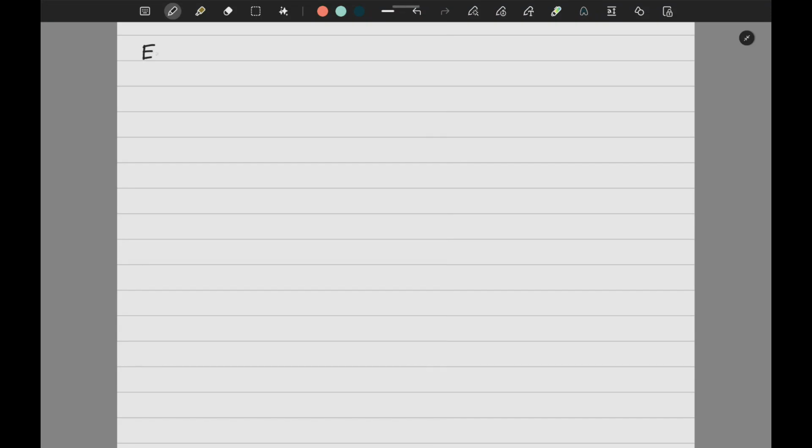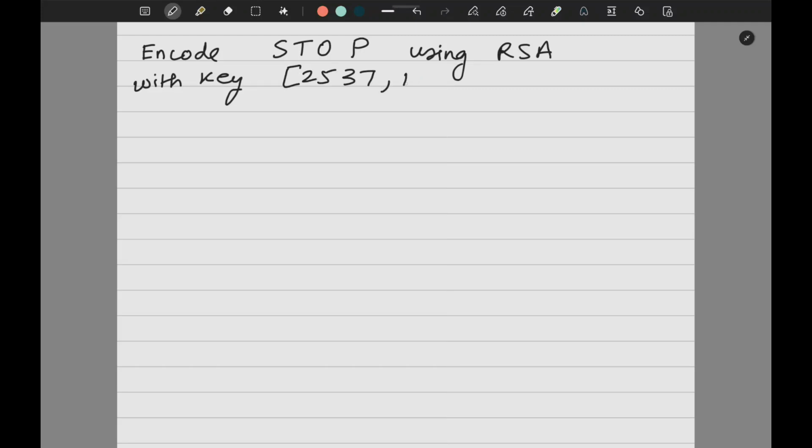The question is: encode STOP using RSA with key 2537, 13 and P is equal to 43 and Q is equal to 59. Okay. Sit with the calculator. I'll suggest all of you to sit with the calculator and do along with me. I will also calculate along with you and tell you all the values. Okay. Now let us start.